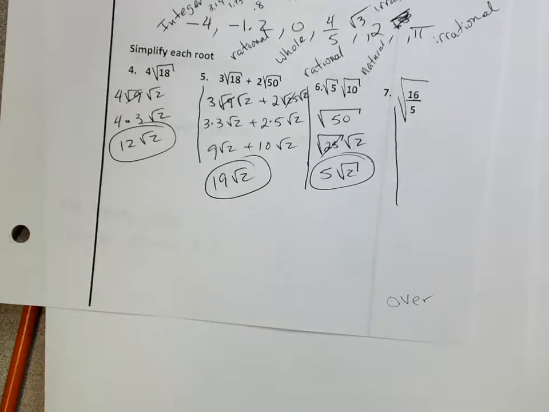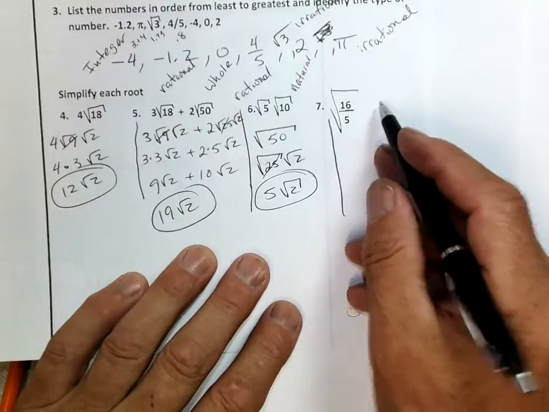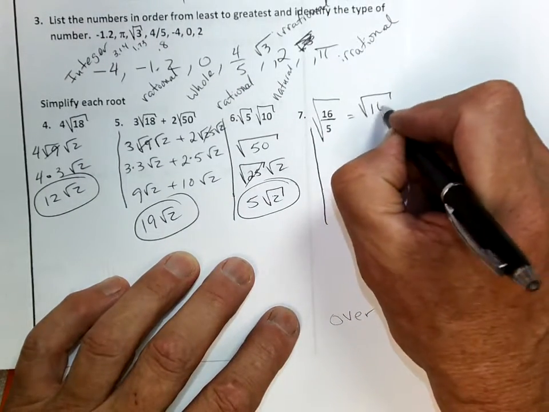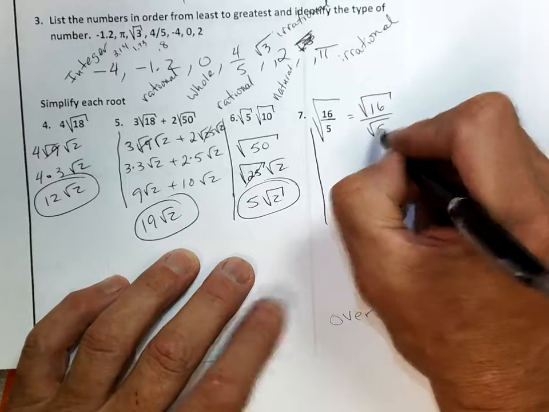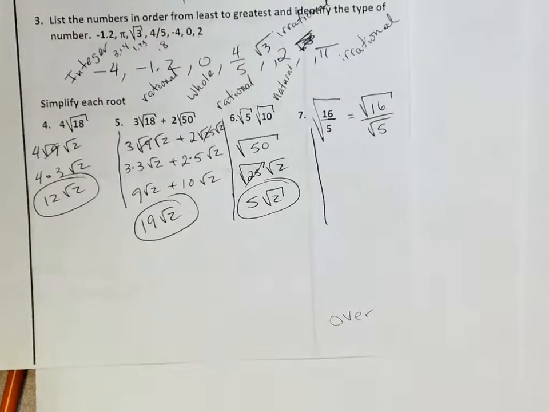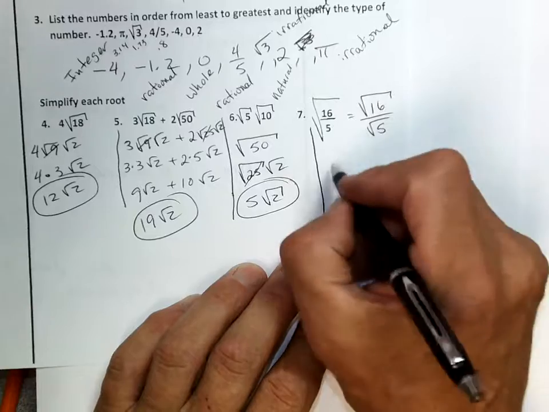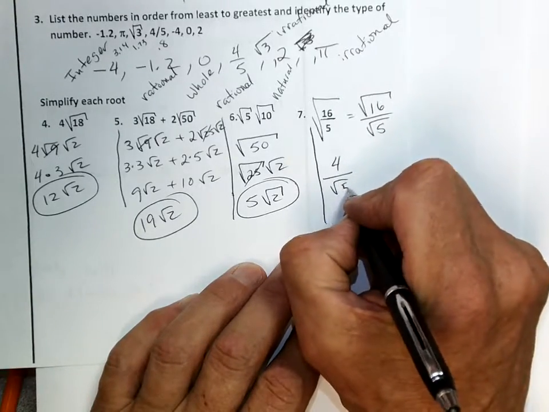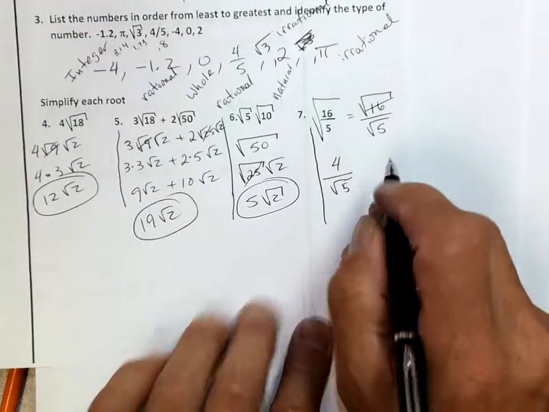Yeah. Okay, 7. It's a fraction, so the first thing I'm going to do is break it up into 2 square roots. And again, if I get going too fast, will you slow me down? Okay, promise? Okay. I know what the square root of 16 is, so I'm going to go straight to calling that 4 over the square root of 5. Because the square root of 16, boom, plain old 4, right?